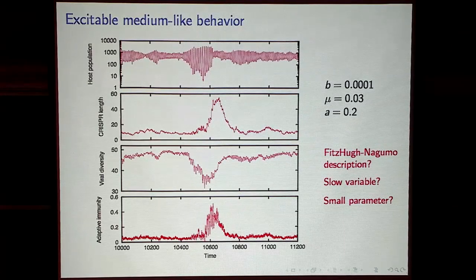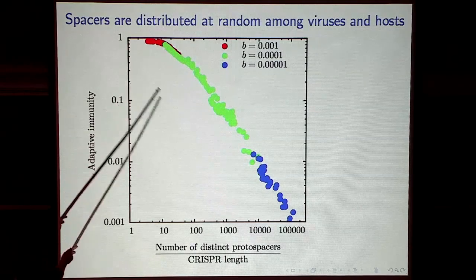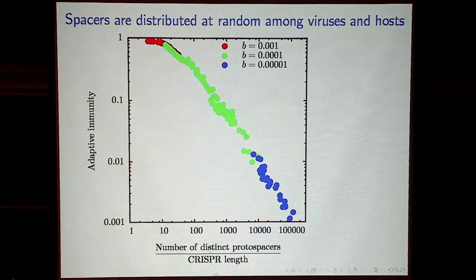What I'm going to do is average over time. I'm going to produce quasi-steady state properties averaged over a long time. And it turns out that these quasi-steady state properties are quite simple. What I'm plotting here is the adaptive immunity, the probability of having a match between a spacer and a protospacer. Here, the dots have all possible parameter values over large, broad regions of parameter regimes, and they all collapse into a single master curve.